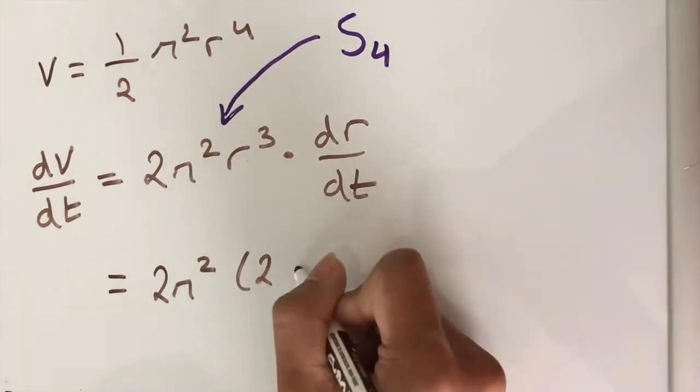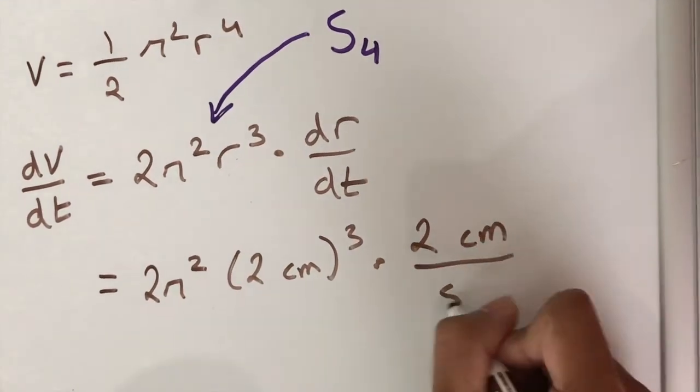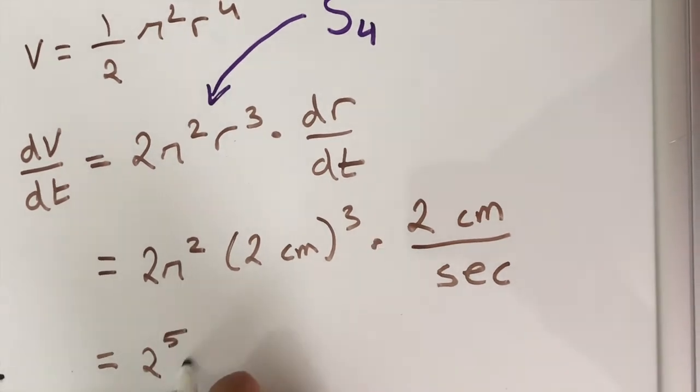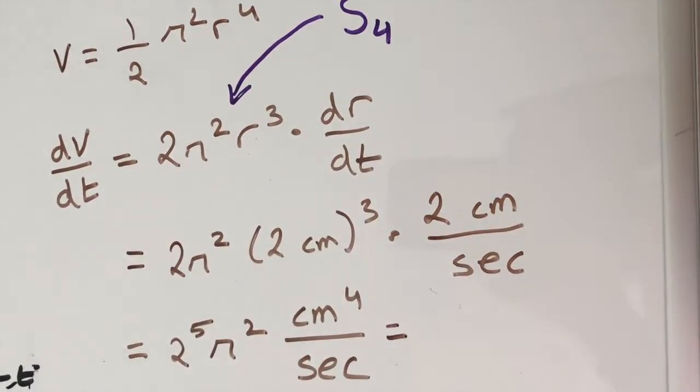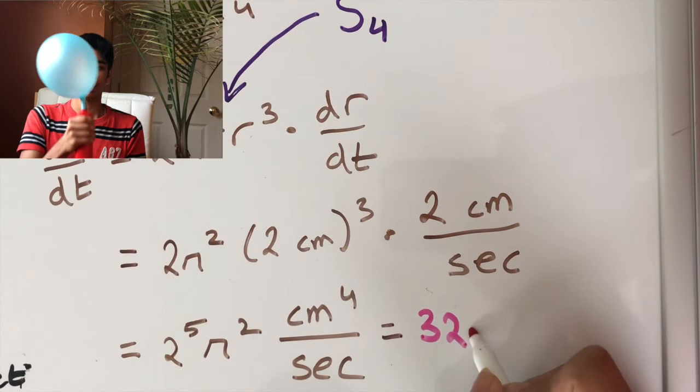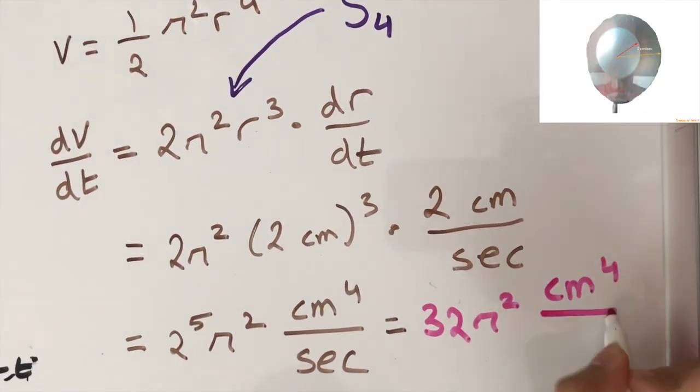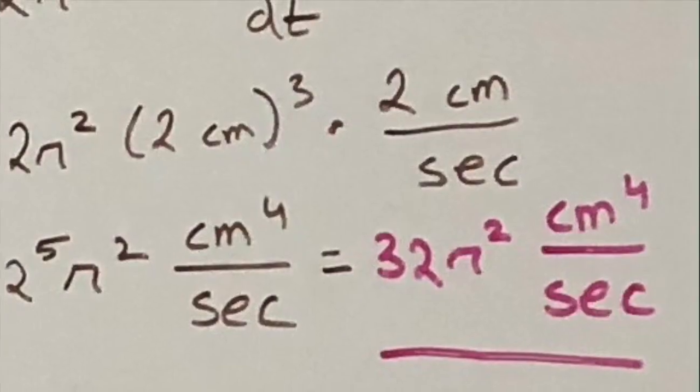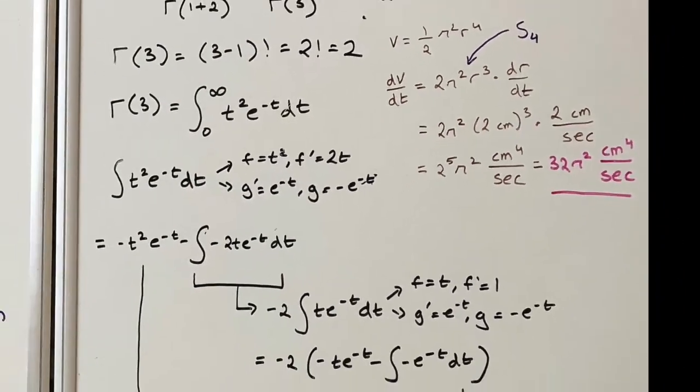This is also theoretically the surface area of the globe in the fourth dimension times the change in the radius with respect to time. If we plug all of our values in, we can see that the volume is changing at 32 pi squared centimeters to the fourth per second, which is our final answer.